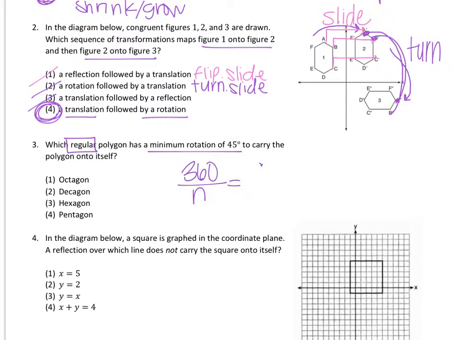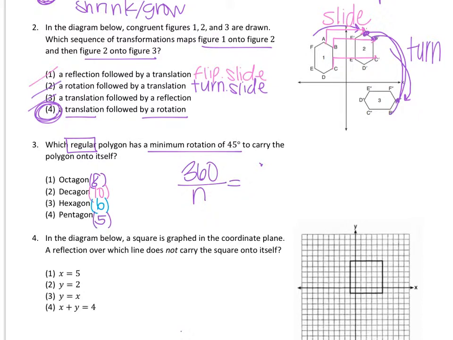So octagon, octa, octopus, 8. That's an ugly 8, I'm sorry about that. Decagon, like a decade, is 10. Hexagon, I have no tricks for that. That one's just 6. And pentagon, like in Washington, D.C., the Pentagon has 5 sides.